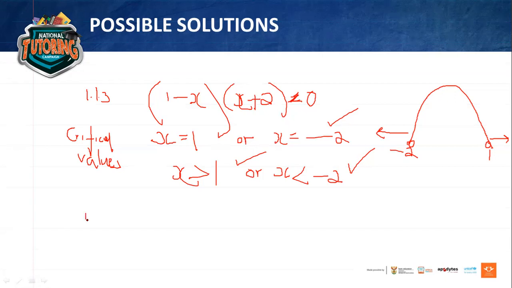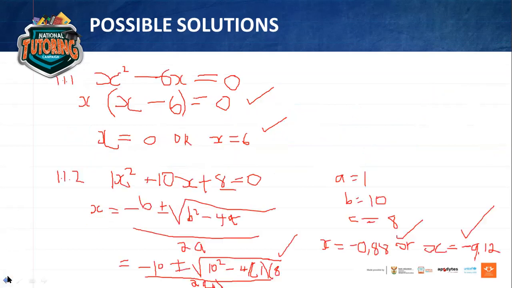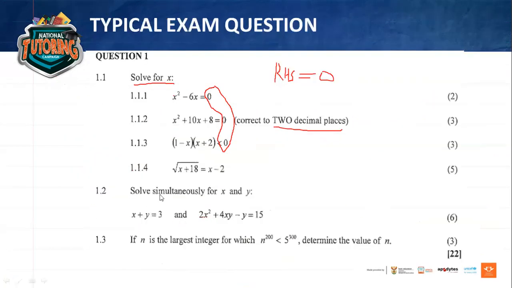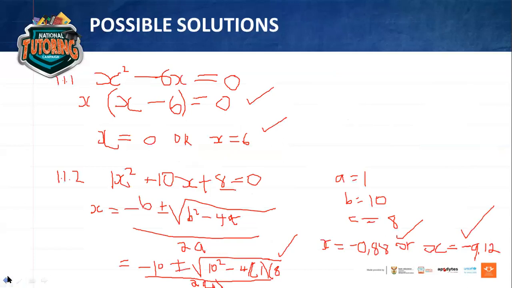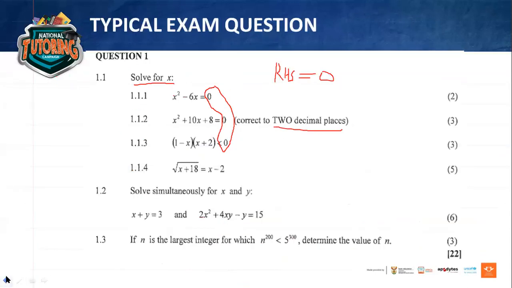We can now go to 1.1.4. So let's check what it requires of us. It says we have to solve for x, but now there is a set. If they give us a set, there's a prescribed method that we are going to follow to solve it. It's about 5 marks. Let me look at it again. It's the square root of x plus 8 is equal to x minus 2.